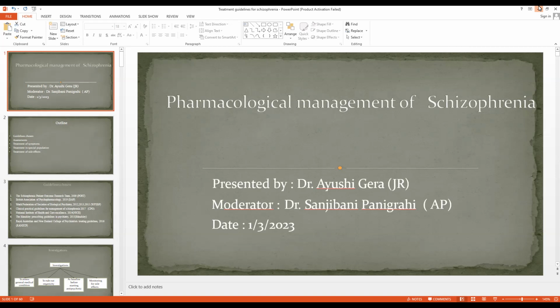Plasma level monitoring should be considered when there is concern around clinical effectiveness, emergent adverse effects, adherence problems, interaction with any medicines, or changes in smoking status. Because smoking is an enzyme inducer, it can change the level of clozapine. CBC should be done weekly for the first 18 weeks and then every 4 weeks.